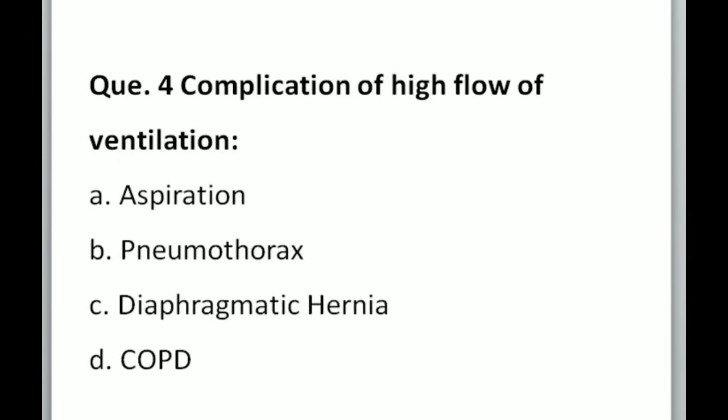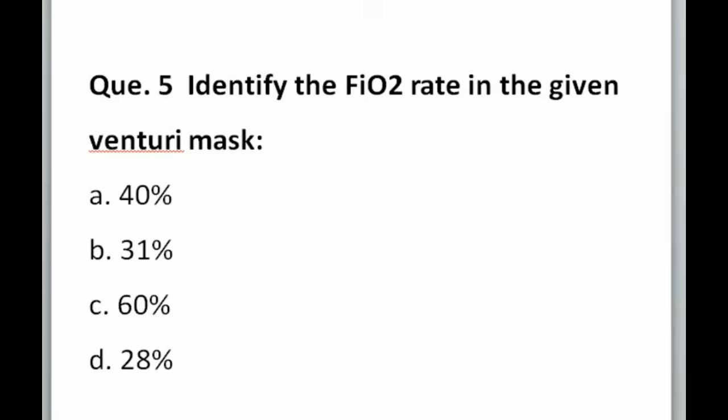Q4. Complication of high flow of ventilation. A. Aspiration. B. Pneumothorax. C. Diaphragmatic hernia. D. COPD. Correct option is B. Pneumothorax.